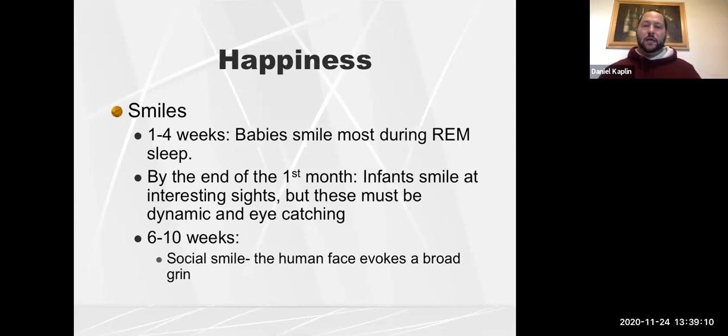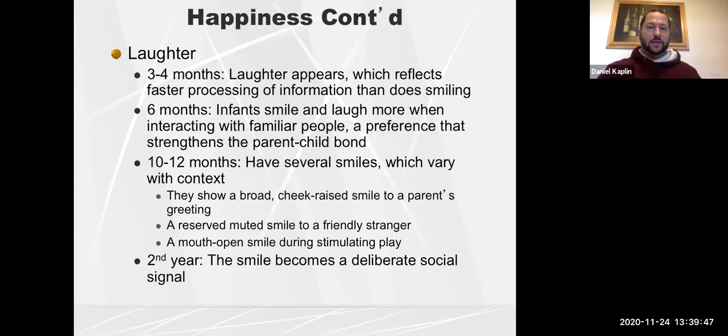And then by about 1 month, infants start to smile at things that intrigue them, interesting sights, things that are eye-catching. But again, that doesn't necessarily mean that they're expressing a smile for happiness. By 6 to 10 weeks, you start to see the social smile. Here we have some level of a smile that is interpretable. A social smile is when the human face triggers that broad grin or broad smile that we typically have.